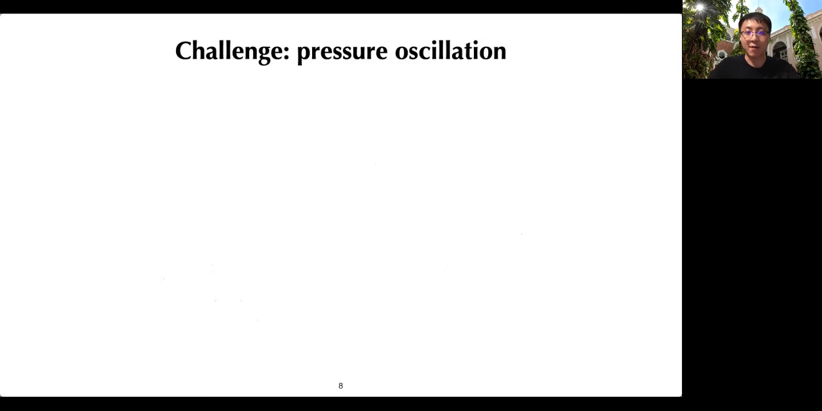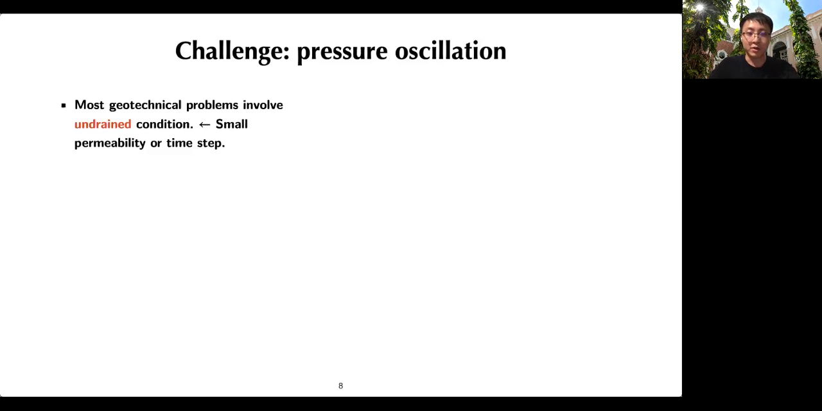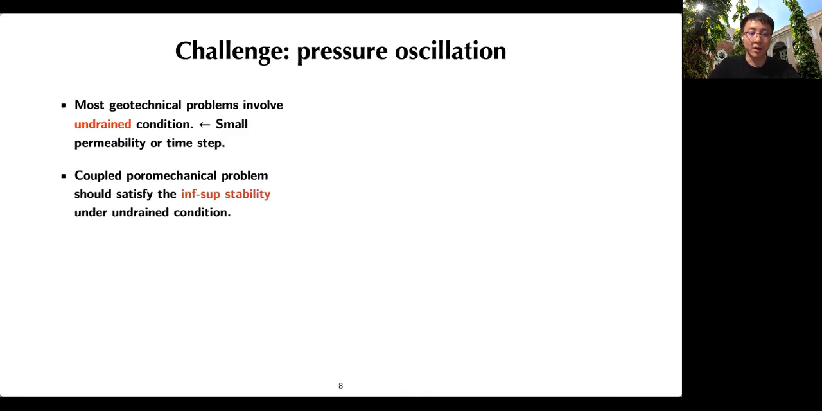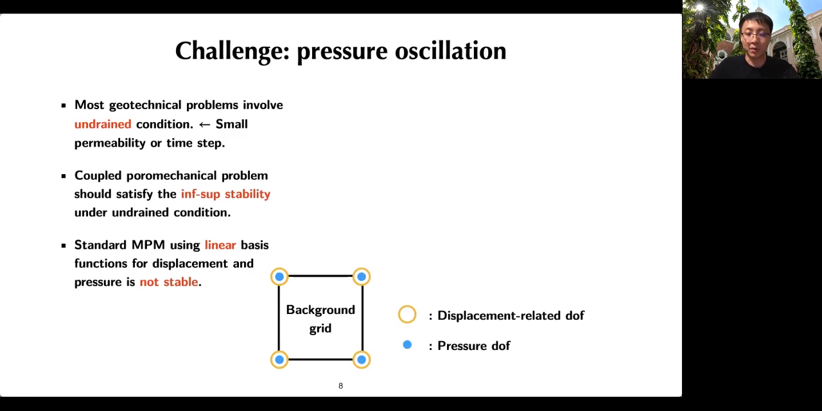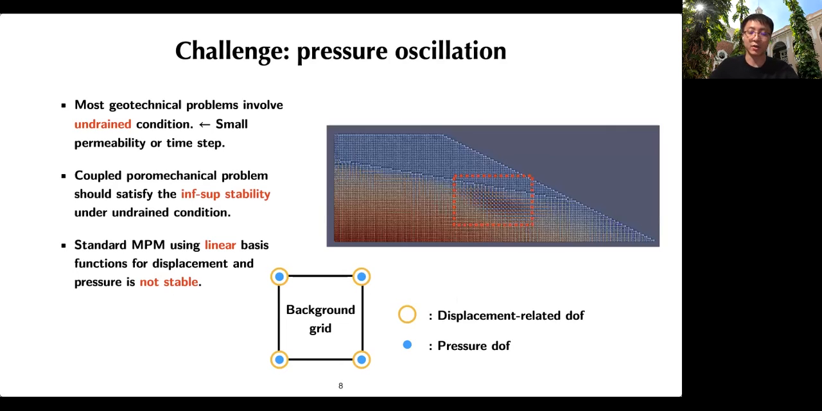However, the coupled MPM has some challenges. Most geotechnical problems involve undrained conditions under small permeability or time step. Under this constraint condition, it should satisfy a stability condition. However, standard MPM using linear basis functions for displacement and pressure is not stable. Here, standard MPM means we use linear interpolations for both displacement-related quantities and pressure. The violation of this stability will make the problem ill-posed, and it will result in a checkerboard oscillation in the pressure field, here I show in this red region.